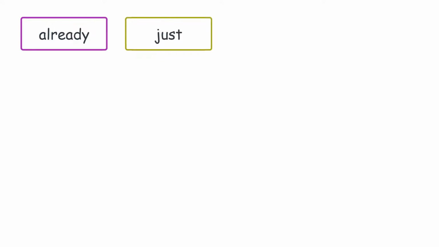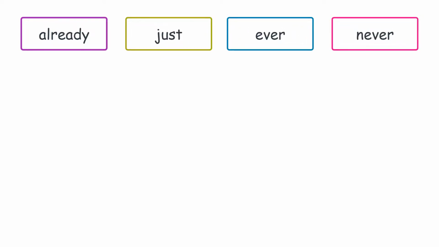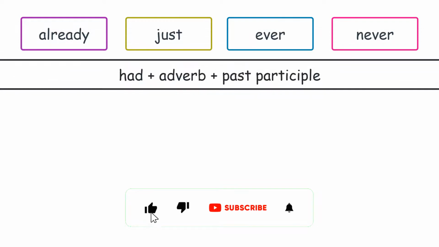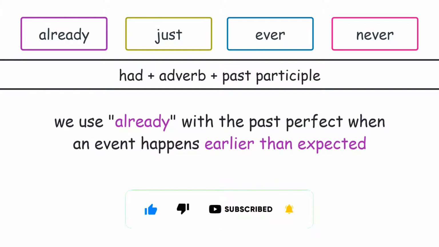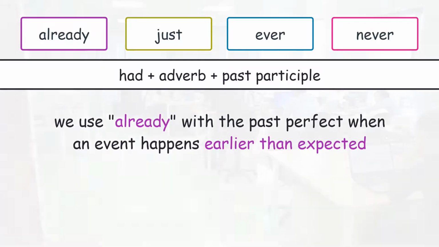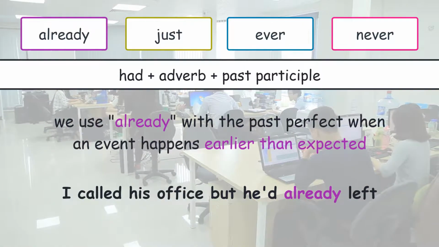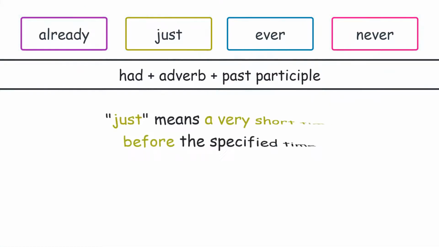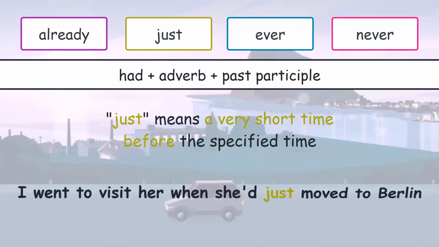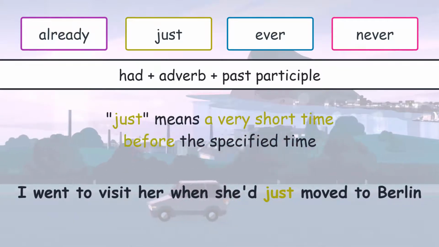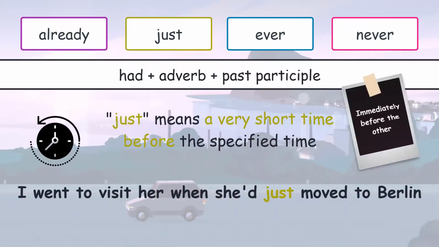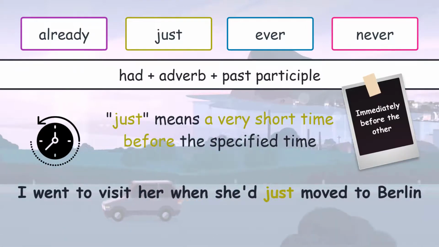We often use the adverbs already, just, ever, or never with the past perfect, and they go between had and our main verb. We use already with the past perfect when an event happens earlier than expected. I called his office, but he'd already left. Just means a very short time before the specified time. I went to visit her when she'd just moved to Berlin. We use it to show that one event happened immediately before the other.